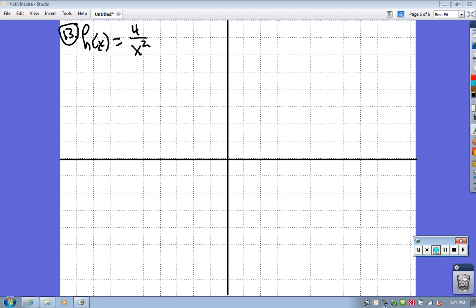This is Math 141 Practice Test 1. Question number 13, the last one. And we are supposed to sketch a graph of this function, and I really want to know what those asymptotes are.